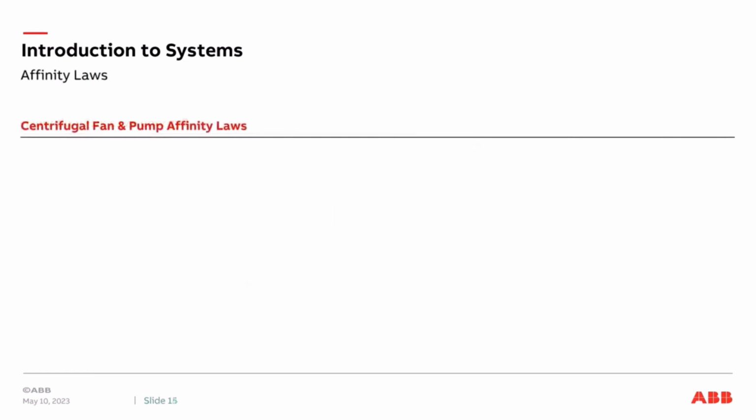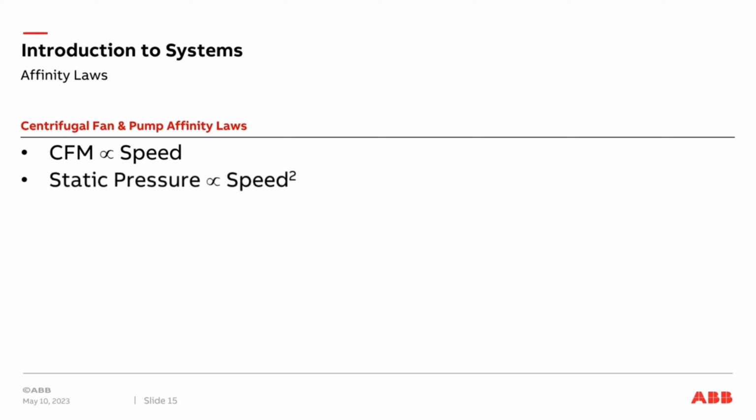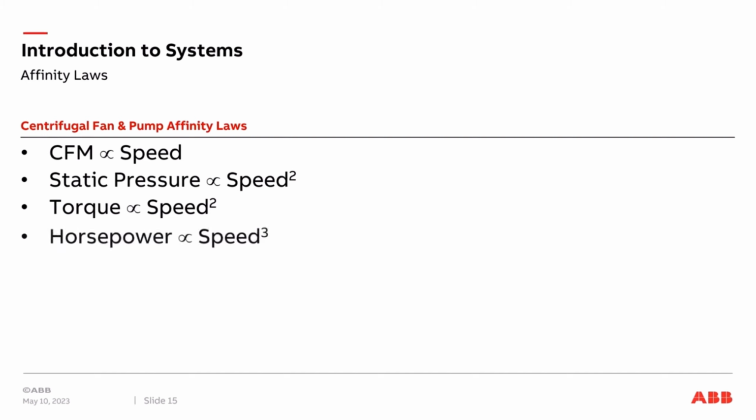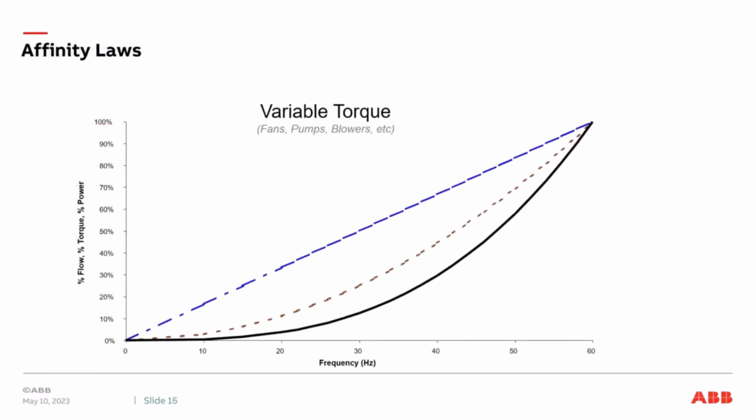Now, when we look at centrifugal fans and pump affinity laws, cubic feet per minute is directly proportional to speed. Static pressure is proportional to speed squared. And torque is proportional to speed squared. And horsepower, though, is proportional to speed cubed. These are the affinity laws. Let's take a look at it as a graph.